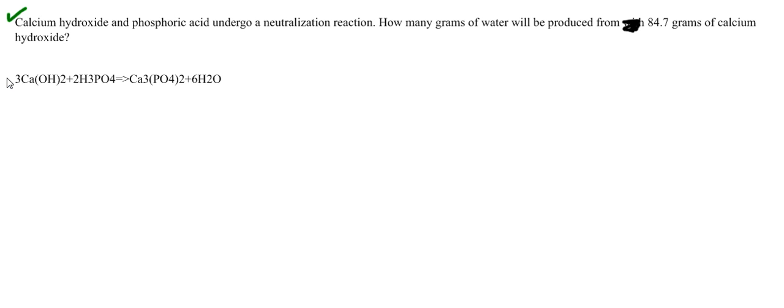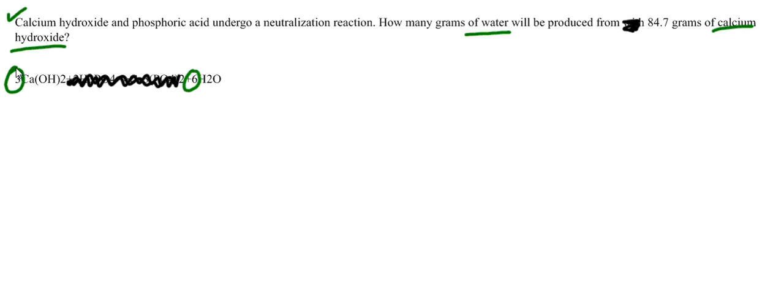Okay, so looking at my numbers here, we got 3, 2, 1, and 6. Now looking at the reaction, the only ones I'm really caring about are water and calcium hydroxide. For all intents and purposes, nothing else really matters. All I care about is those two species.